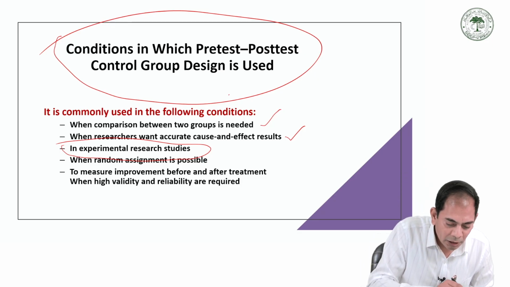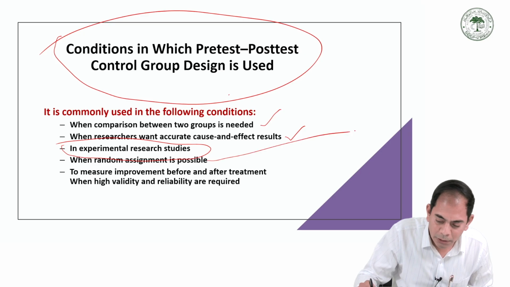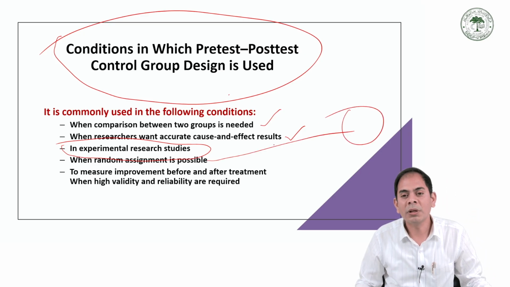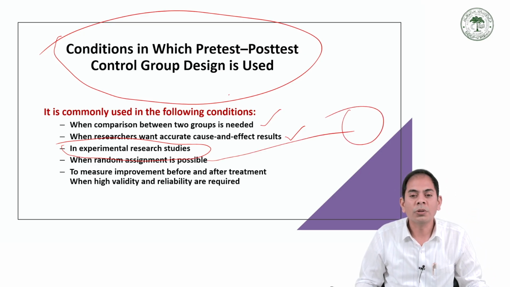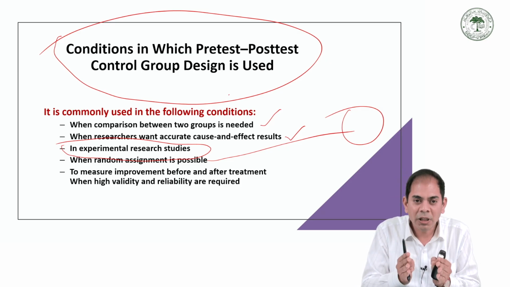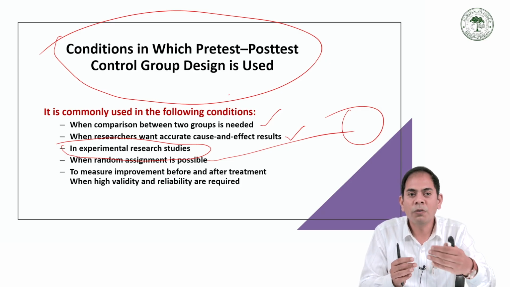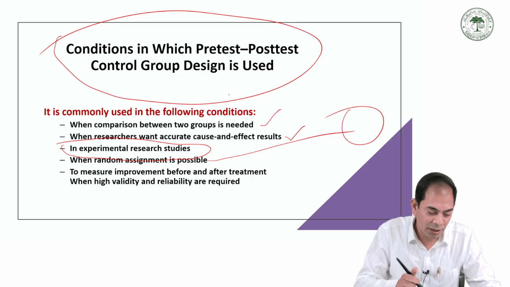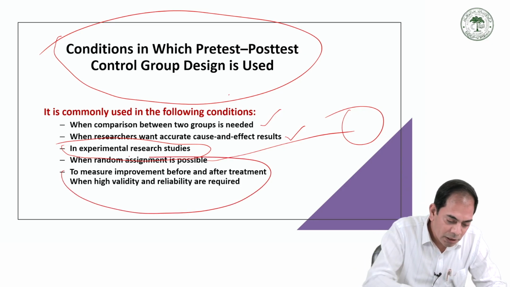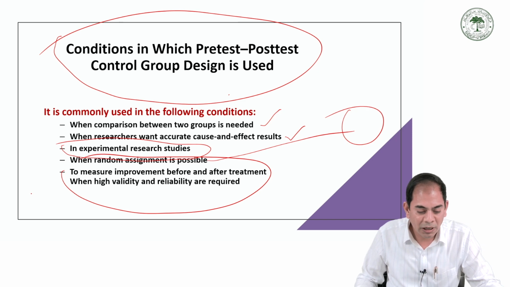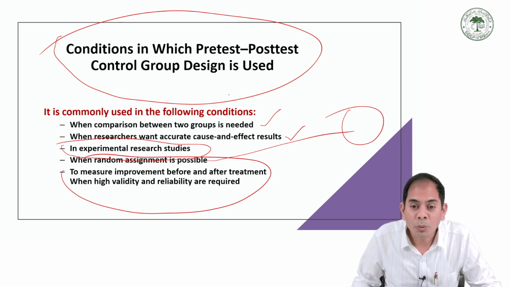The important thing is when random assignment is possible. Sometimes random assignment is possible, sometimes it is not. The participants can be randomly divided into groups. If random assignment is possible, then we go for the pre-test and post-test control group research design. Next, it is used when measurement of improvement before and after treatment is needed and high validity and reliability are required.